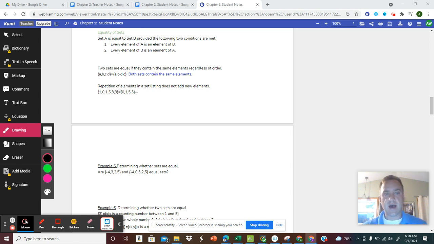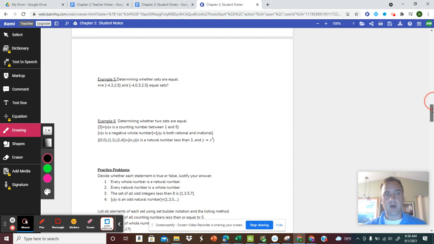Just a reminder, as I mentioned previously, repetition of elements in a set does not add new elements. So {1, 0, 1, 5, 3, 3} is equal to {0, 1, 5, 3} because this set contains the unique elements 0, 1, 5, and 3.